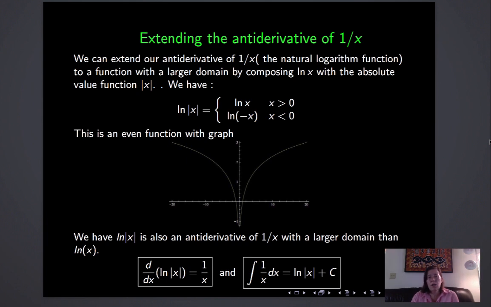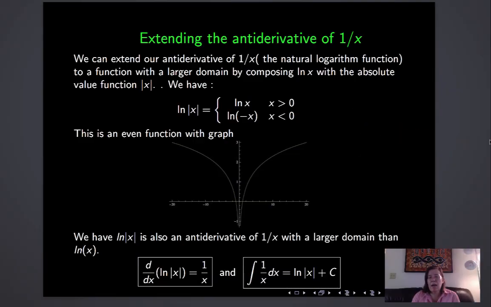So using the graph of the natural log of x, which we've already looked at in detail, we can find the other half of the graph of y equals the natural log of the absolute value of x, and we show the full graph here.